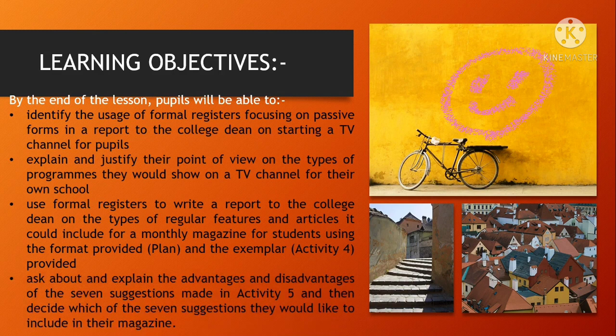And finally, you will be able to ask about and explain the advantages and disadvantages of the 7 suggestions made in activity 5 and then decide which of the 7 suggestions you would like to include in your magazine. So basically, the success criteria will be based on this achievement of yours.